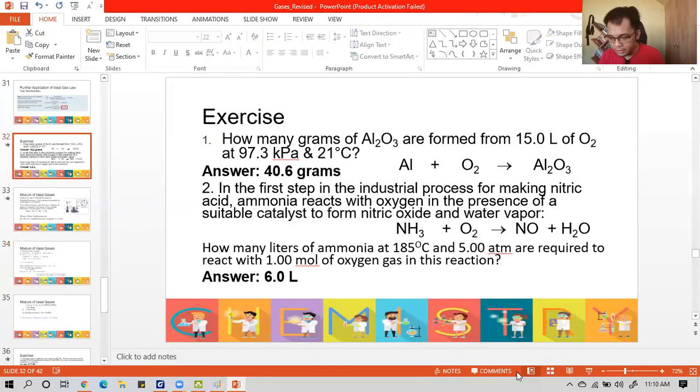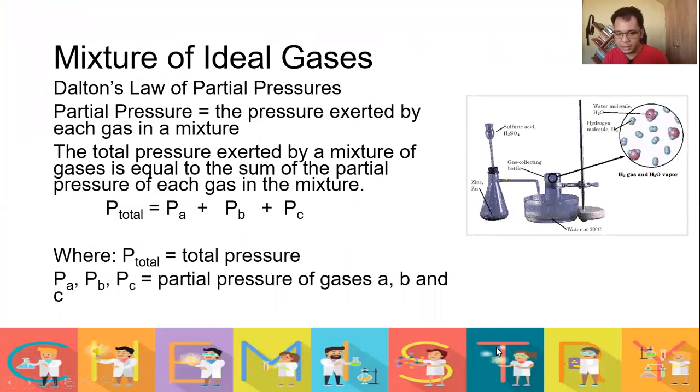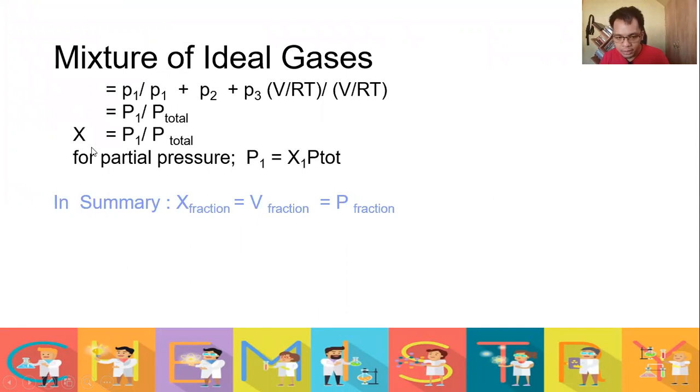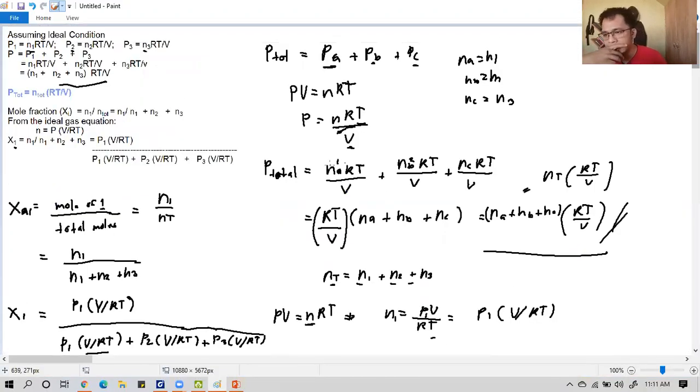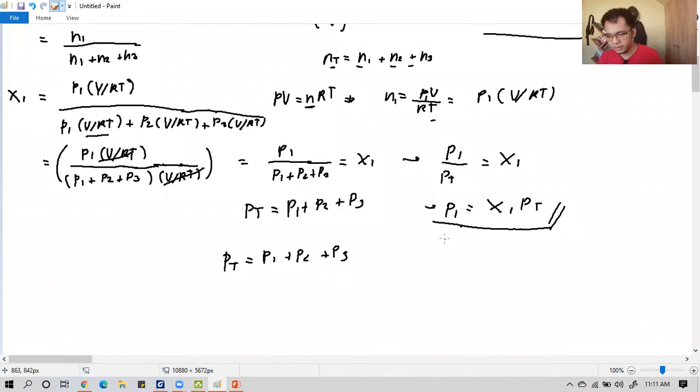Ito, pinakita ko lang dito yung summary. So, ang equation lang na gagamitin natin is the P total and then some sort of derivations to arrive here. So, in summary, the mole fraction is equals to the volume fraction is equals to the pressure fraction. If you want to take a screenshot for the derivations, kindly take it na lang. So, these are the derivations: RT over V, the P total. So, these are the equations.